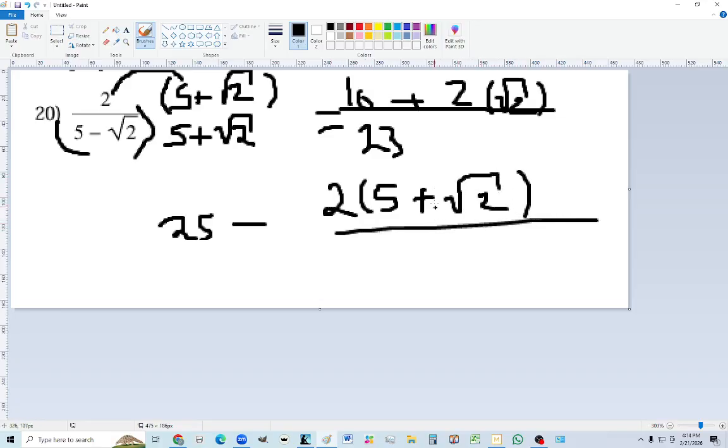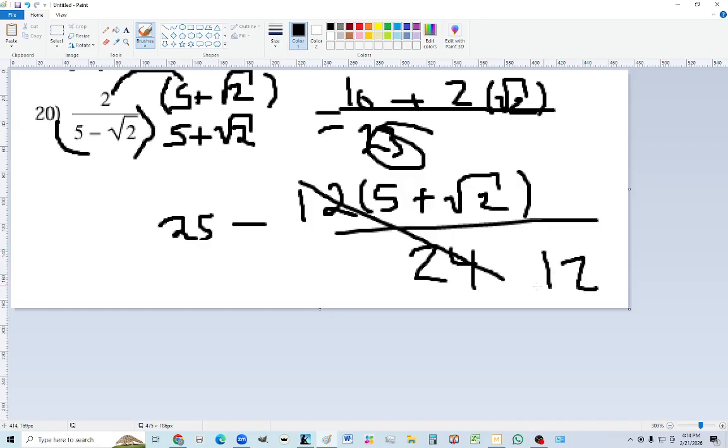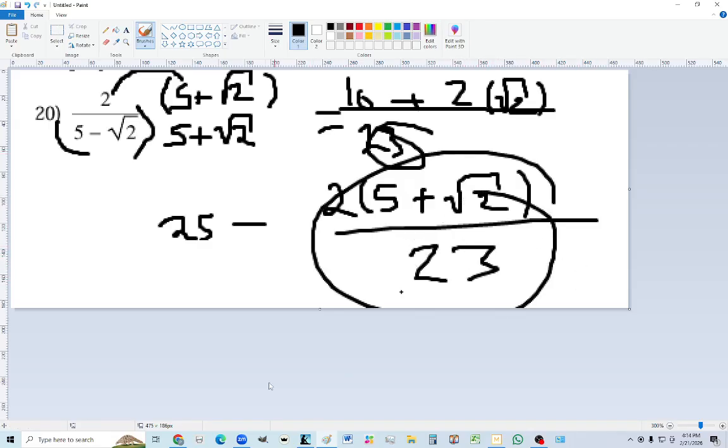Then if this number down here was not 23, if it was something more interesting like 24, you could simplify this. This would become 1, this would become 12. But it isn't. It's 23. So it's just left like that. That's the simplified form.